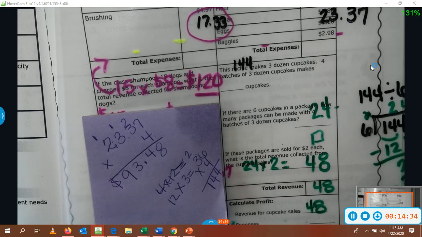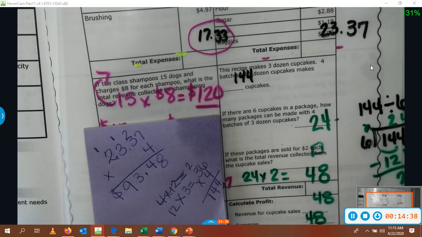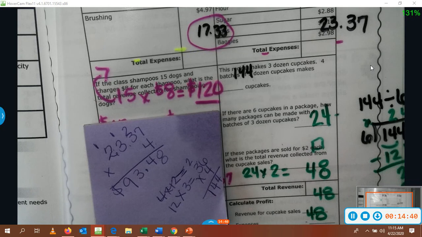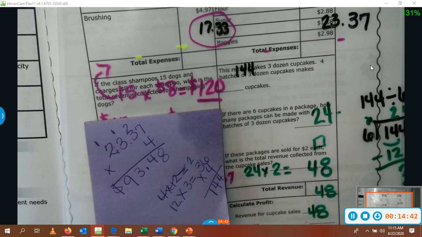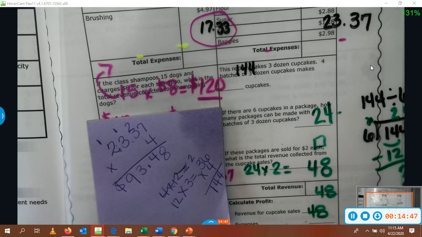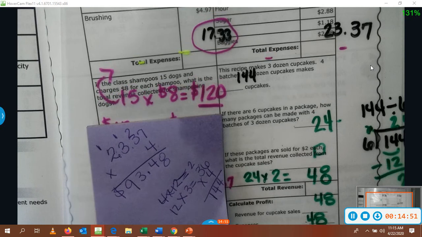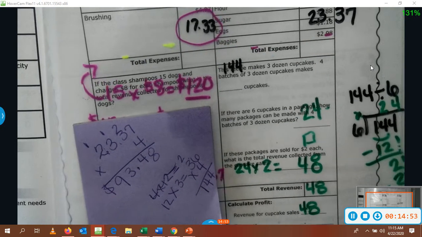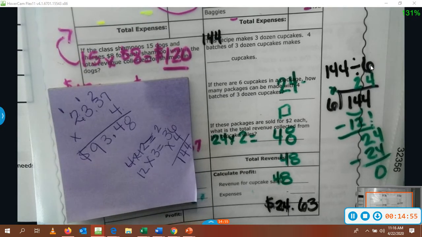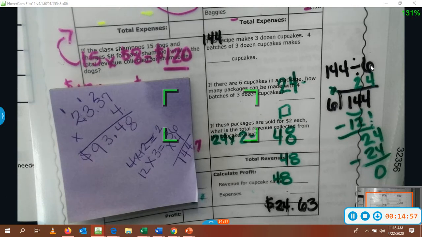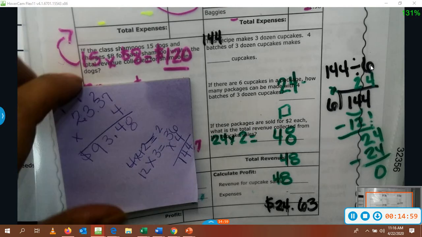So we take 48 minus $23.37, and your answer would be $24.63. Now, that's a lot of work for $24.63, but I understand.